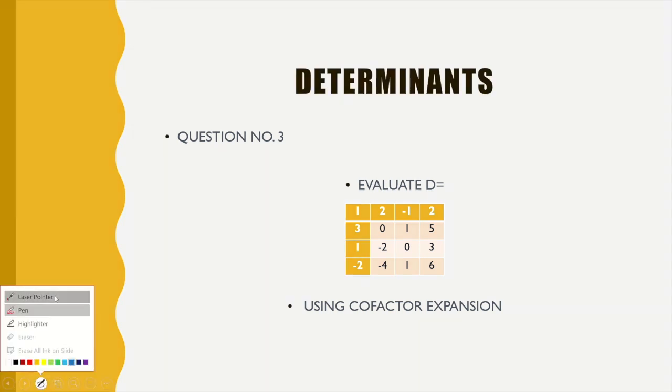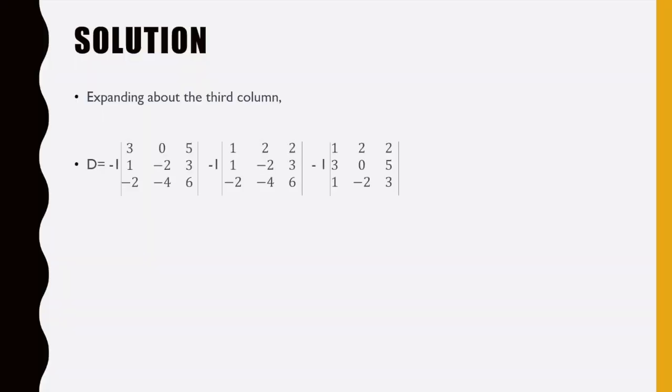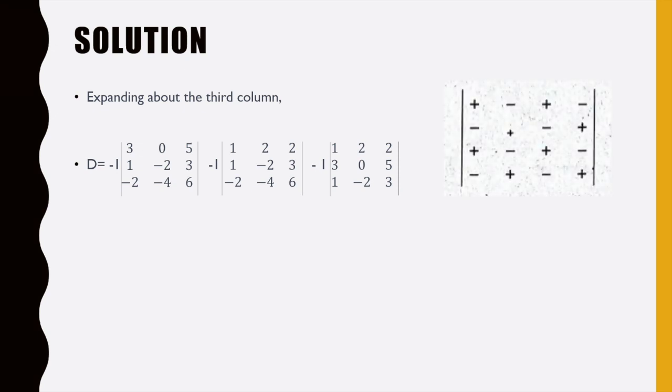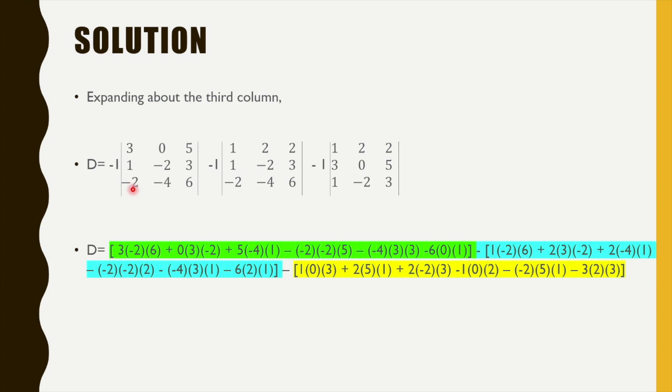To find the solution, we're going to expand about the third column. As you can see in this solution, 0 is not included because it will just cancel out and take time when we try to solve or write it while answering. To get determinants using cofactor expansion, you have to remember to make use of sign charts like this. As you can see, I have highlighted the elements per bracket to avoid confusion.